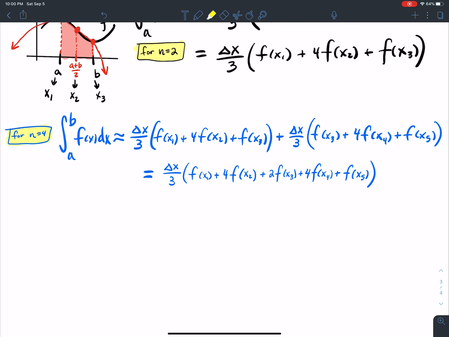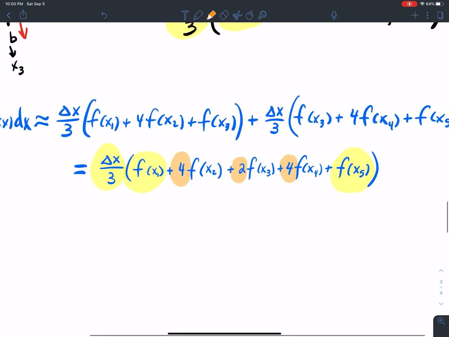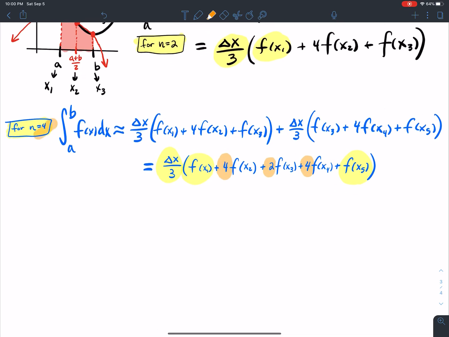So the rule now becomes delta x over 3, just like it was here. F of x1 here. F of x5, it doesn't really work for that, but the last one has a coefficient of 1. But what's different? We go 4, then we have 2, then we have 4. Okay? So that's a pattern that's going to pop up. So that's n equal to 4. That's what the formula is.